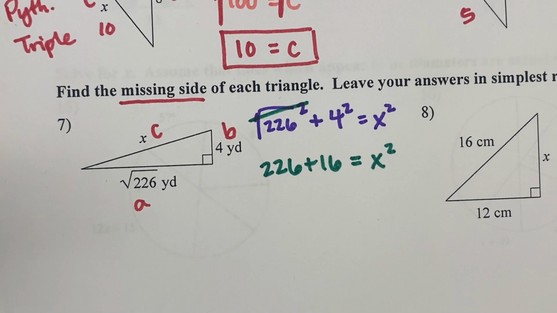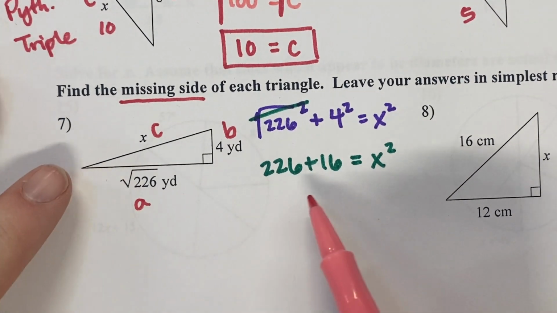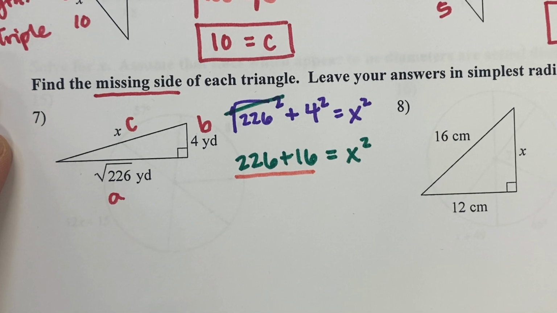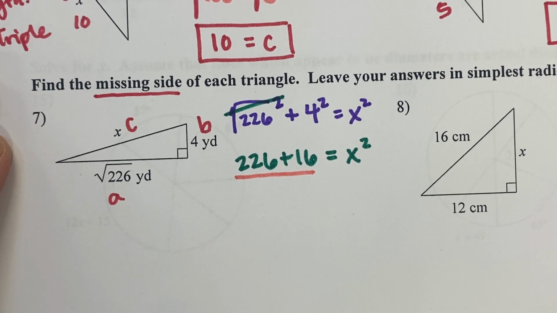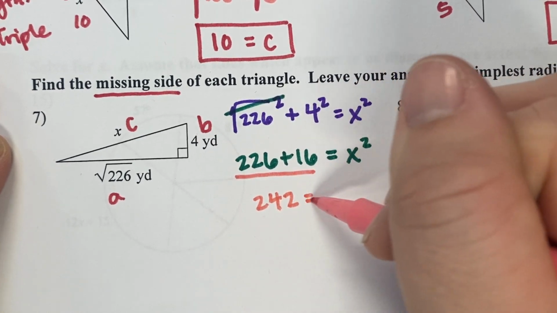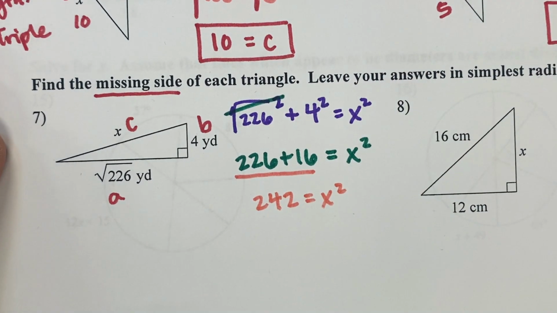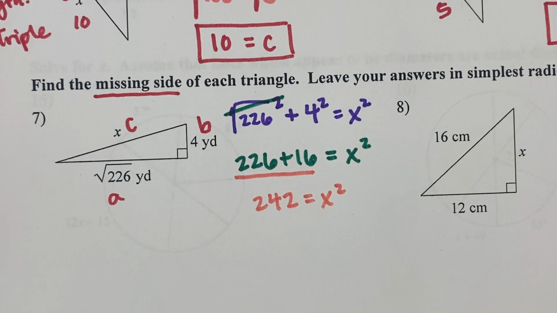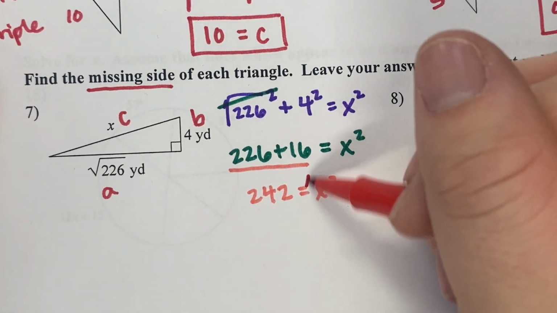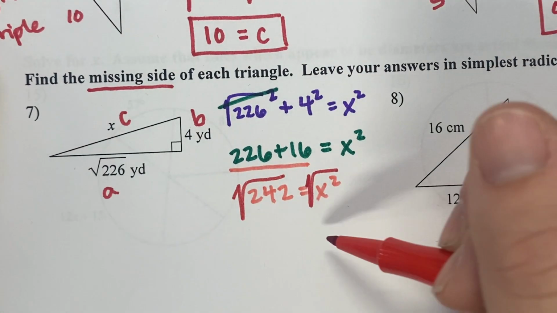Same thing we've been doing. We don't need to move any of these numbers. We just need to combine them. So 226 plus 16 is going to give me 242 on that side, and it all still equals X squared. Same thing: opposite of square, to get my X by itself, we square root both sides.